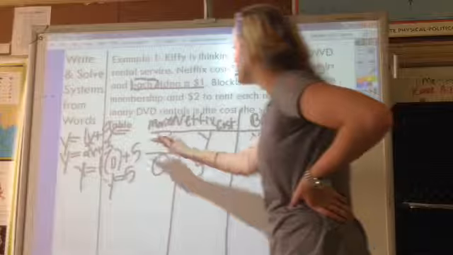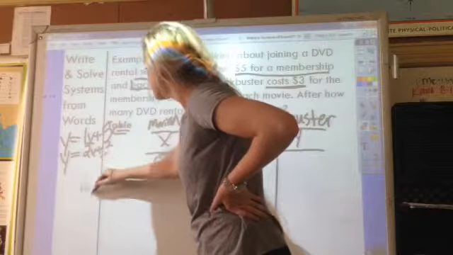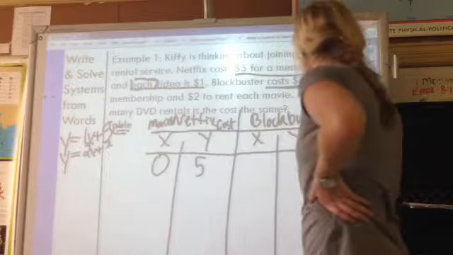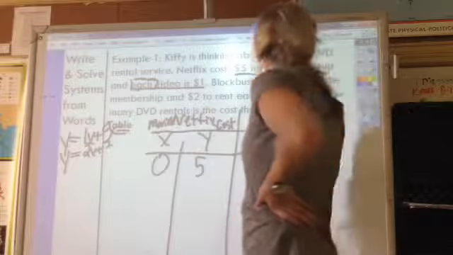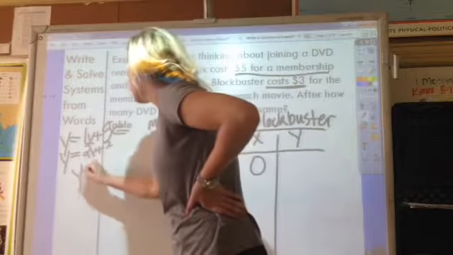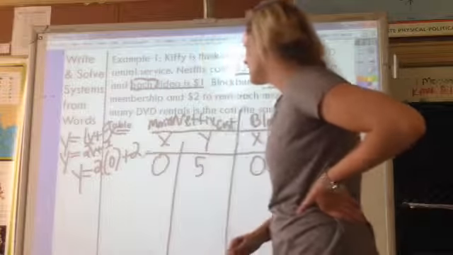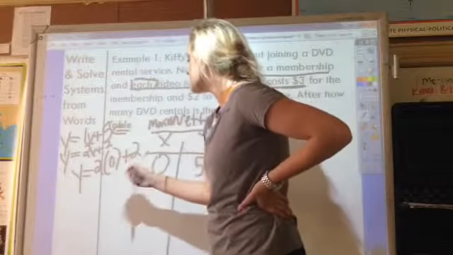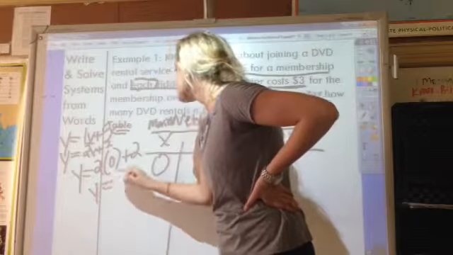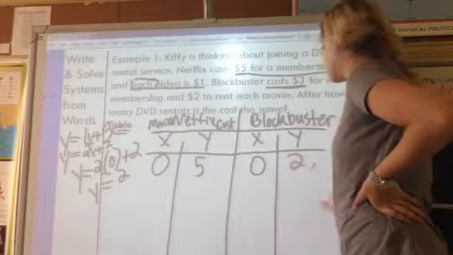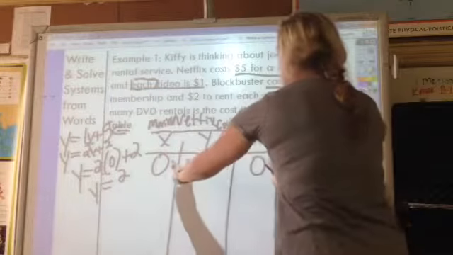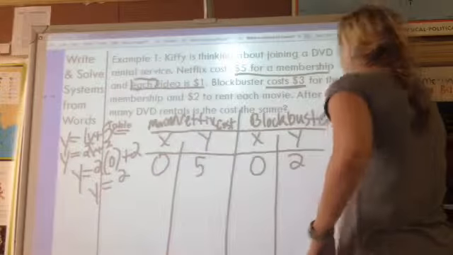If I plug in 0 for x in my second equation, I'm left with y equals 2 times 0 plus 3. And if I simplify this down, 2 times 0 is 0, so y equals 3. So that's my other coordinate pair. These still don't match yet. Again, I'm looking for the coordinate pair that matches.